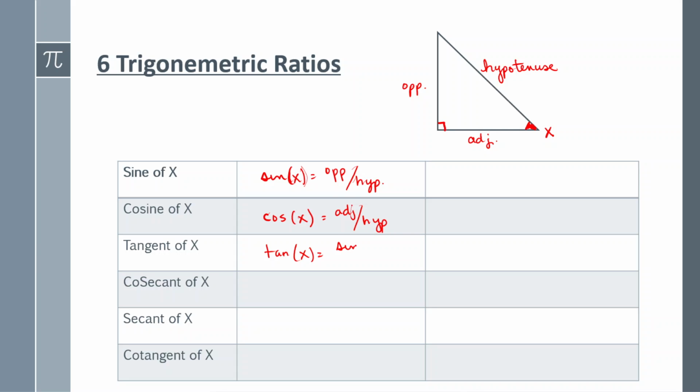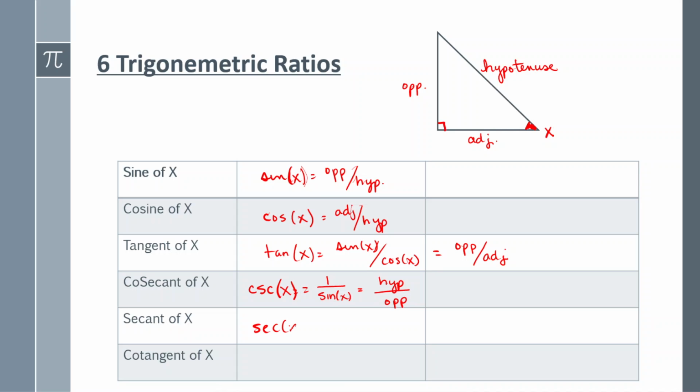Tangent is actually sine over cosine. That makes it opposite over adjacent, so you can define it either way. Cosecant, which we abbreviate CSC, is actually 1 over sine. So it becomes hypotenuse over opposite, because 1 over something means we find the reciprocal of it. We flip it over.